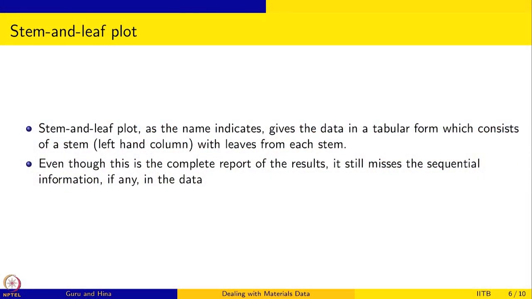So, the first reduced data presentation is the stem and leaf plot. In fact, the stem and leaf plot has the same amount of information as your table data, except that there is still some modification. It loses the information on the order in which the data was obtained. The stem and leaf plot, as the name indicates, gives the data in a tabular form, and it consists of a stem, which is a left hand column, and there are leaves from each of the stems. We will show for the conductivity data how this looks. Like I said, even though it is a complete report of the results, it still misses the sequential information, if any, in the data. So, we are going to order the data and then plot the stem and leaf, which means we are going to lose the information about the original order in which the data was obtained.